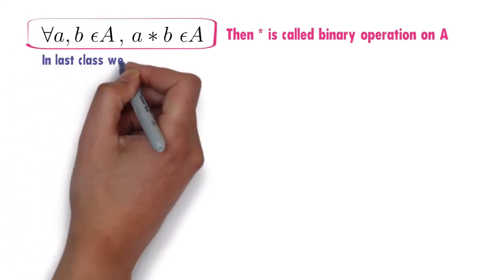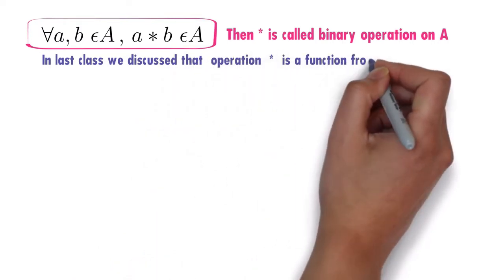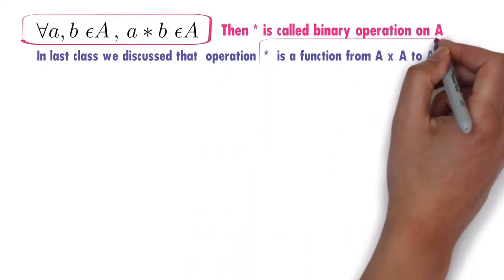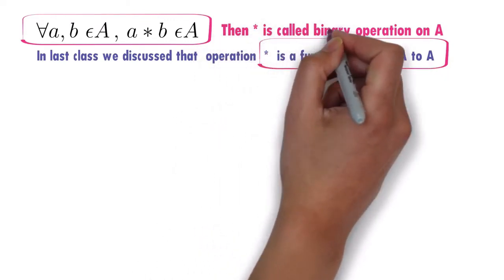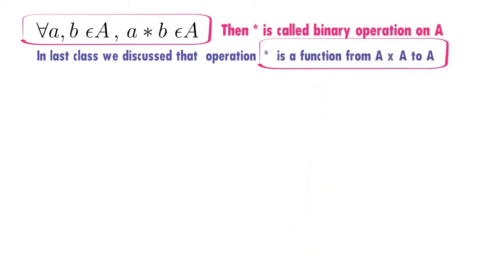While doing problems, we'll check this condition. In last class, we discussed that operation star is a function from A cross A to A. Star is a function from A cross A to A, then star is called binary operation on A. If you observe these two conditions, actually both give the same meaning. A star b, that means if you take an ordered pair a comma b in A cross A, a star b belongs to A, means after applying star operation, what we get is there in set A. Both these statements give the same meaning.